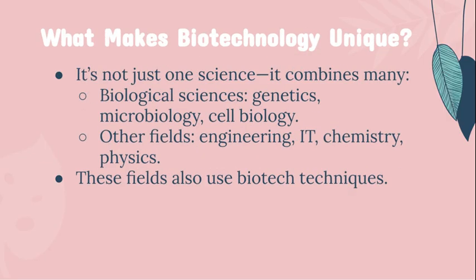So, what makes biotechnology a unique science? Well, it is not just one discipline science, it combines many different disciplines in science. So, we have biological science, where we look at genetics, microbiology, and cell biology, while we also incorporate other fields like engineering, IT, chemistry, and physics. And these are used together to produce these new products.